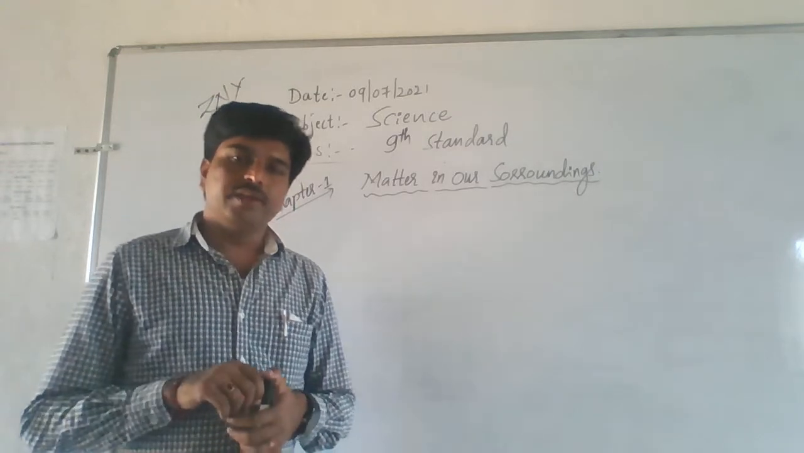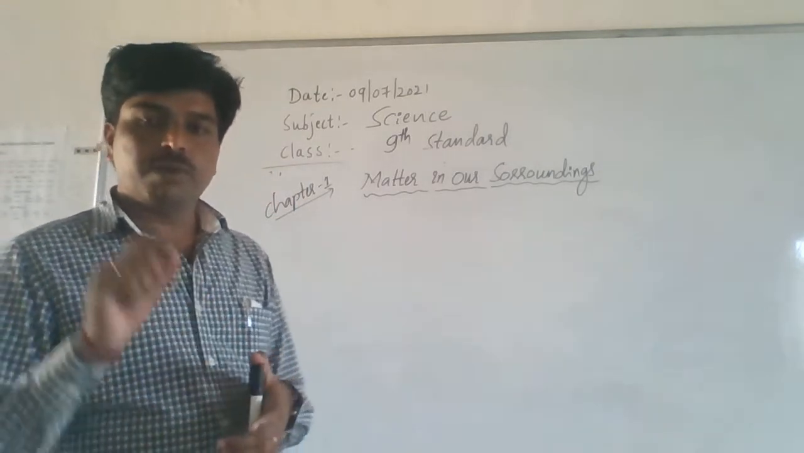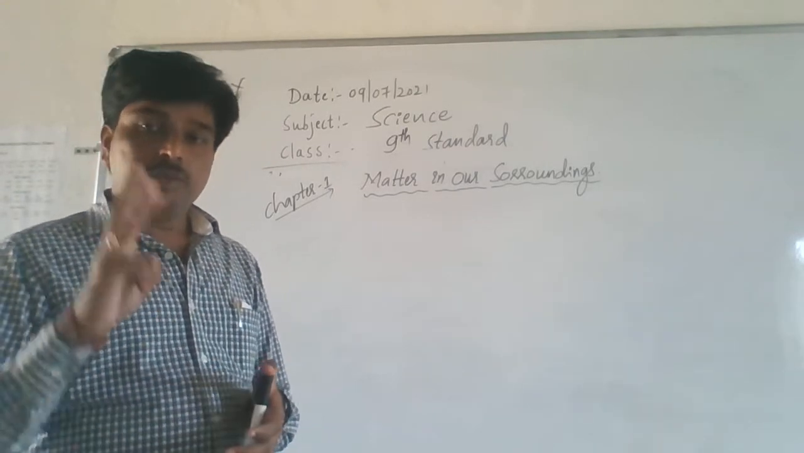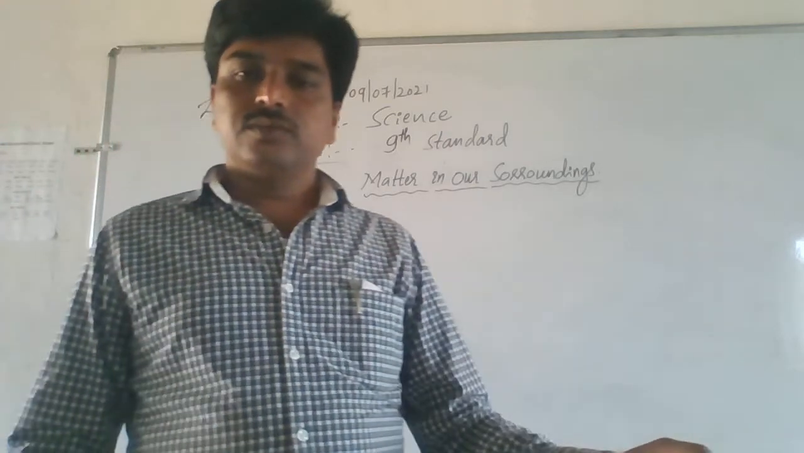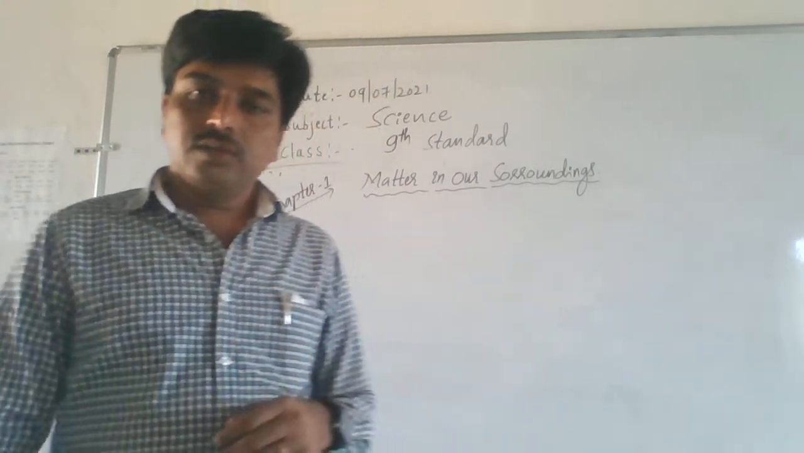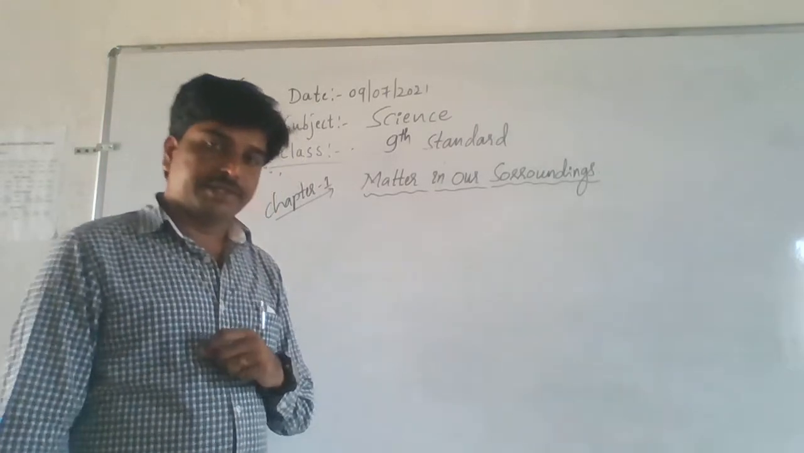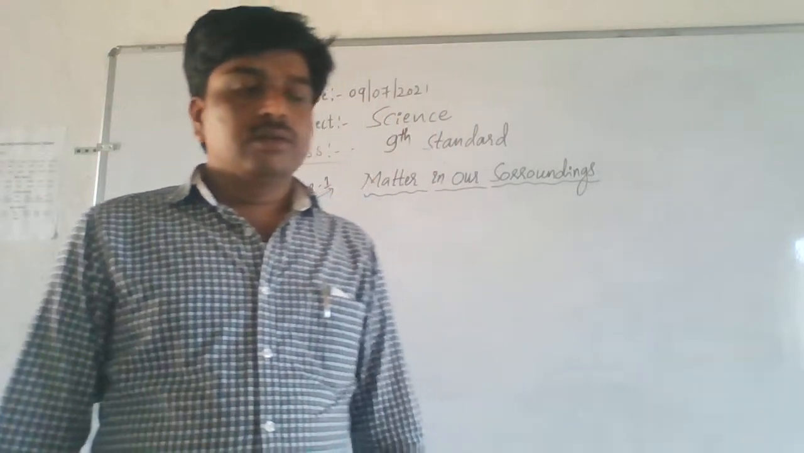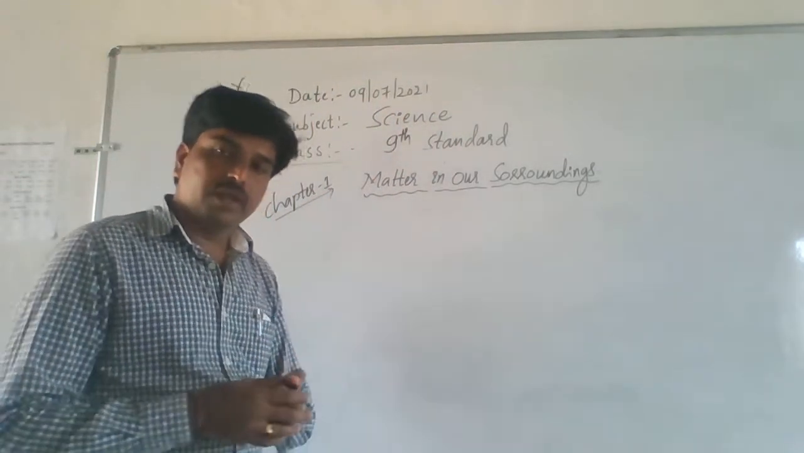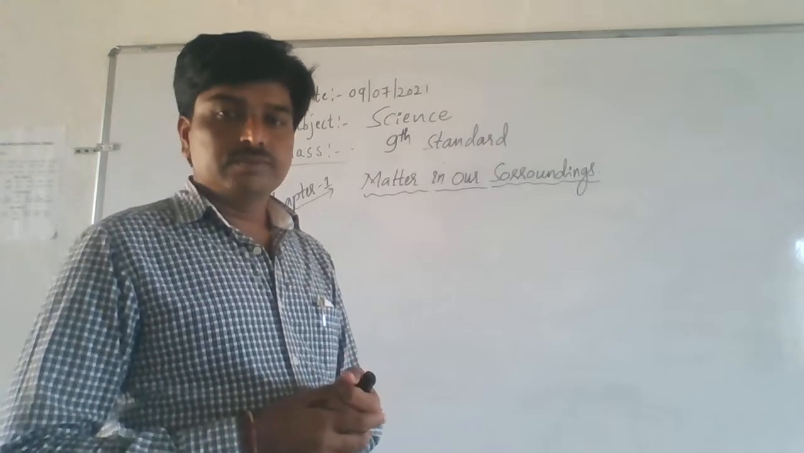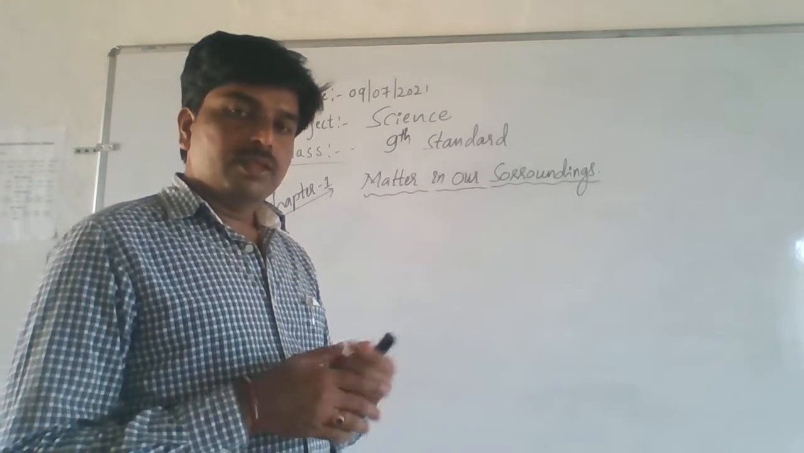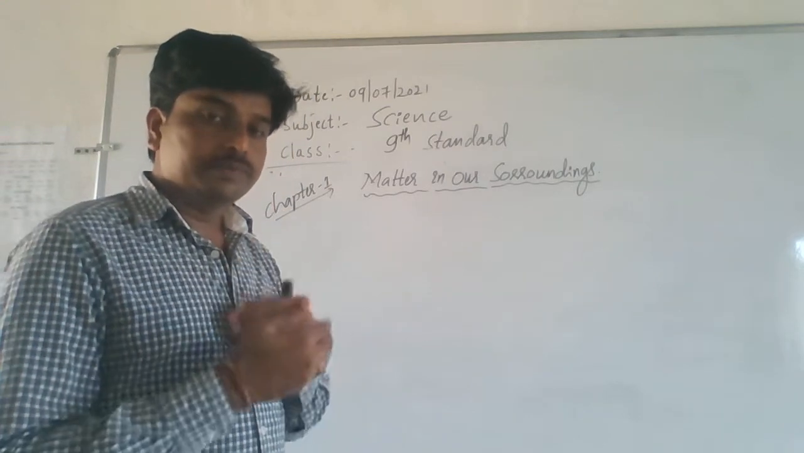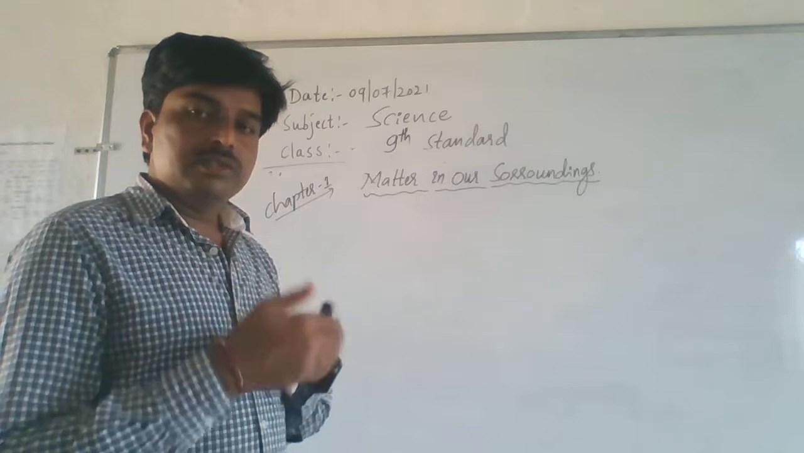And we have discussed already the characteristics of these particles. Three main characteristics are there. You know that, I told in the last class. Particles of matter are continuously moving. This is the first property. The second property: the particles of matter have space between them.